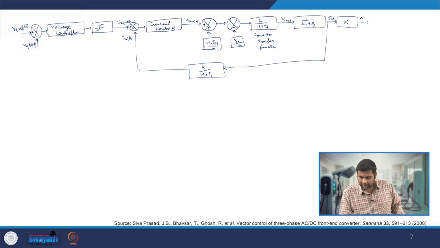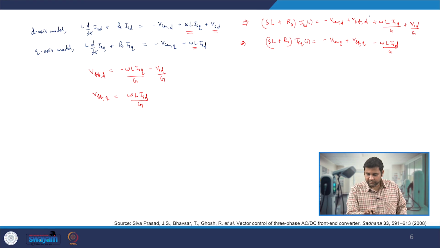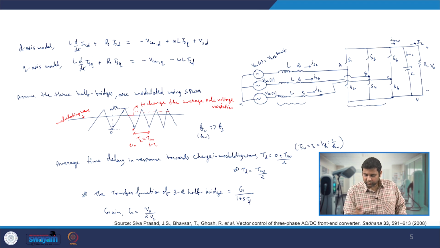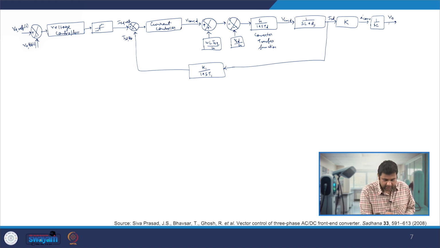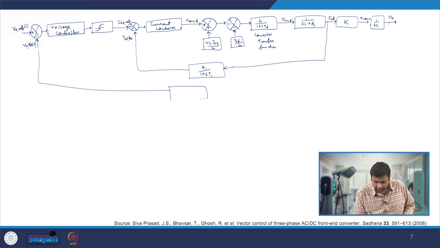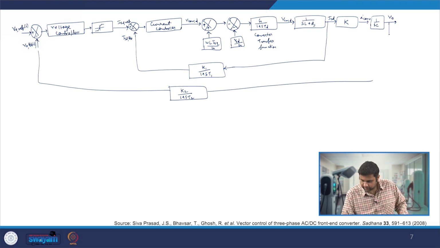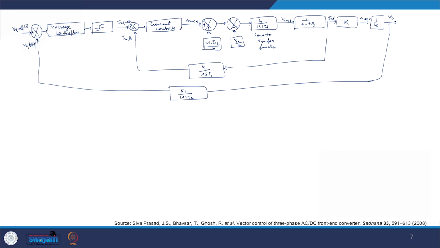This will determine my I converter. From the ISD we have to define the I converter, and after this I converter we can pass it through 1 by SC to give me my output voltage V naught. That V naught we will take feedback using the voltage sensor with a gain K2 divided by 1 plus ST2, and this will be taken as feedback like this. Similarly, this is for the D component of the circuit.